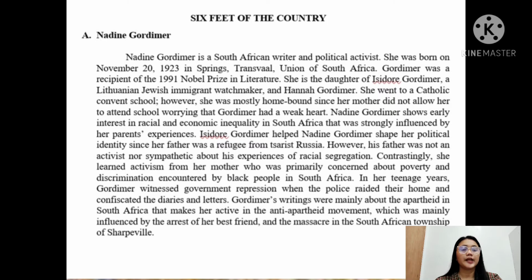South Africa. In her teenage years, Gordimer witnessed government repression when the police raided their home and confiscated the diaries and letters. Gordimer's writings were mainly about the apartheid in South Africa that makes her in the anti-apartheid movement, which was mainly influenced by the arrest of her best friend and the massacre in the South African township of Sharpeville.